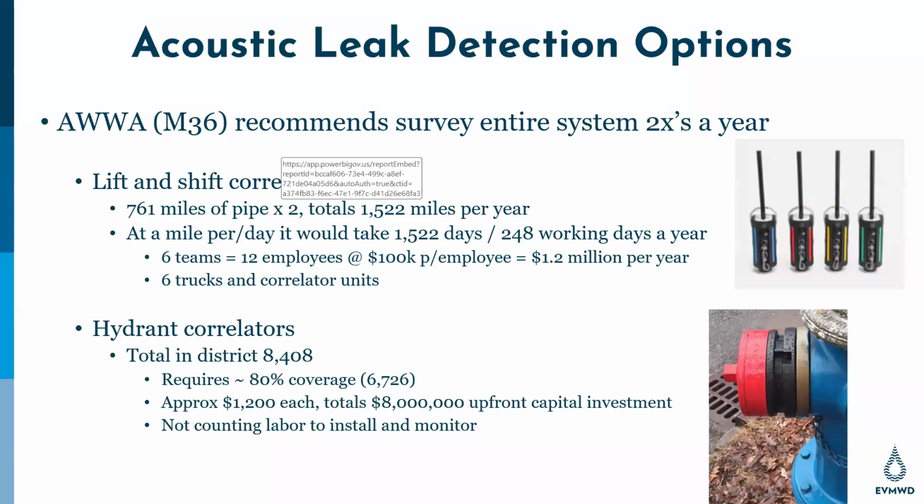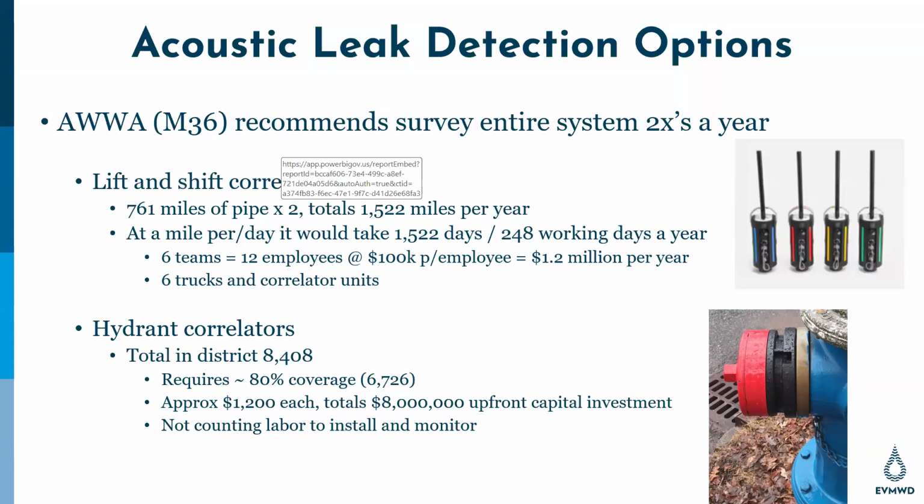It'll tell you you have an 80% chance of a leak, a 90% chance, and it'll give you a general location. They're great if you know you have a leak, but to walk blindly through a 97 square mile agency, you can see it'd be quite expensive and take quite a bit of time. The next option is hydrant correlators. It's kind of a newer technology.